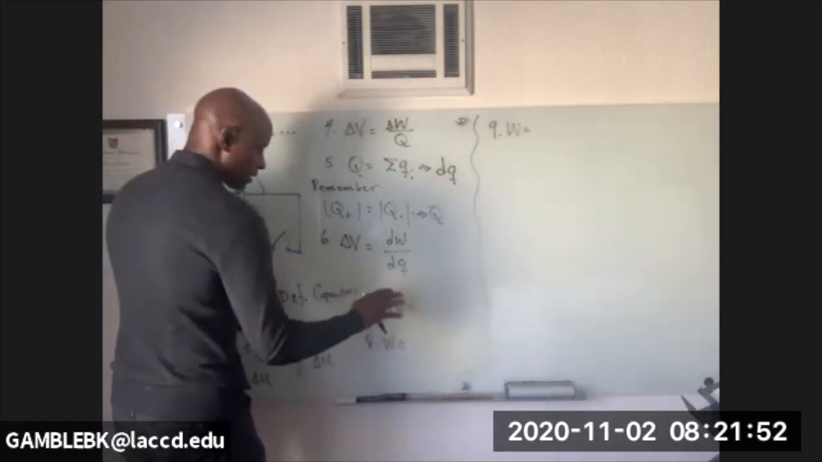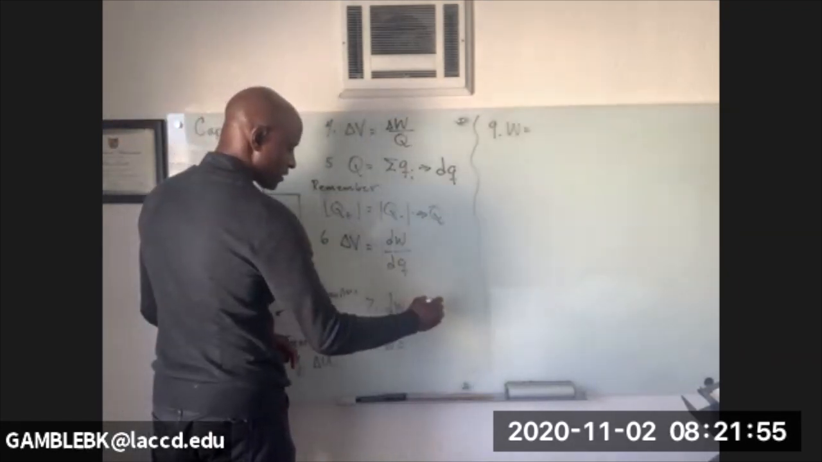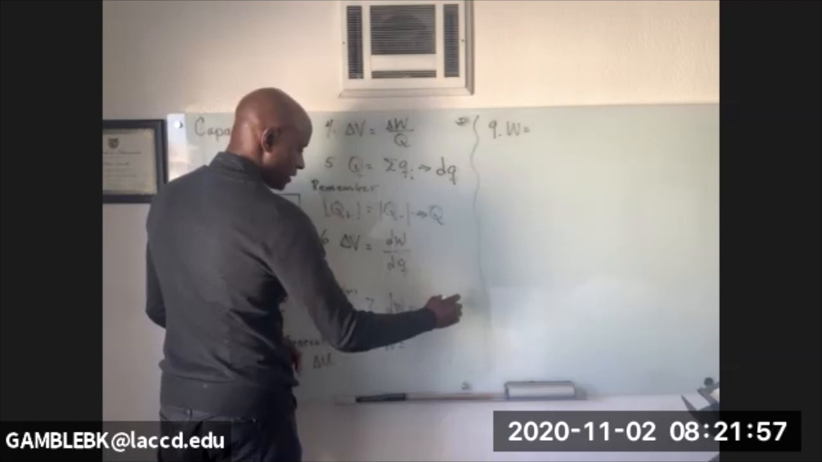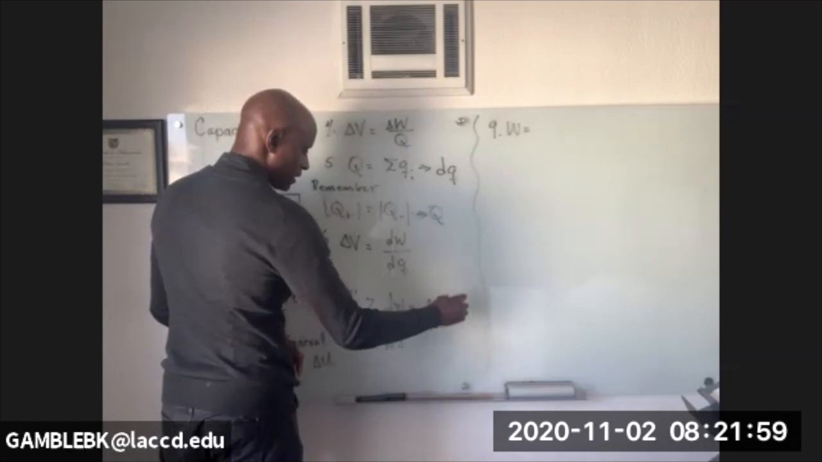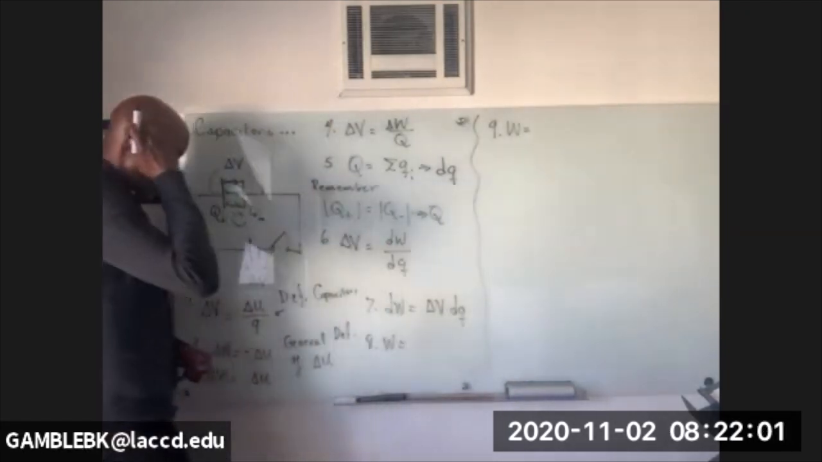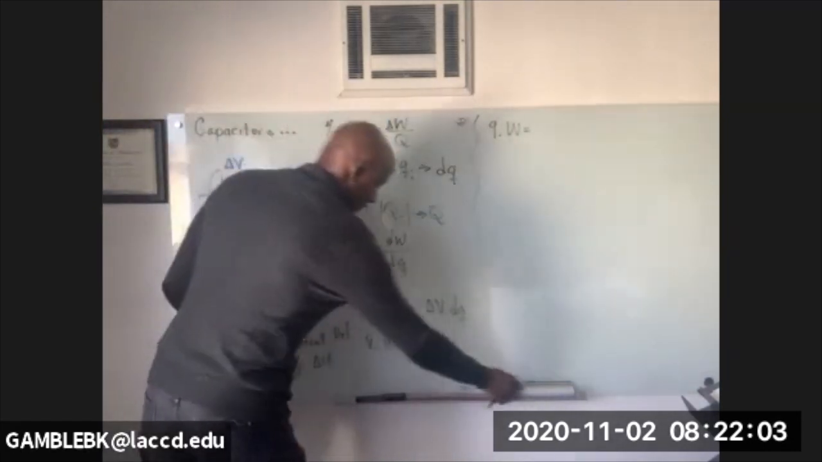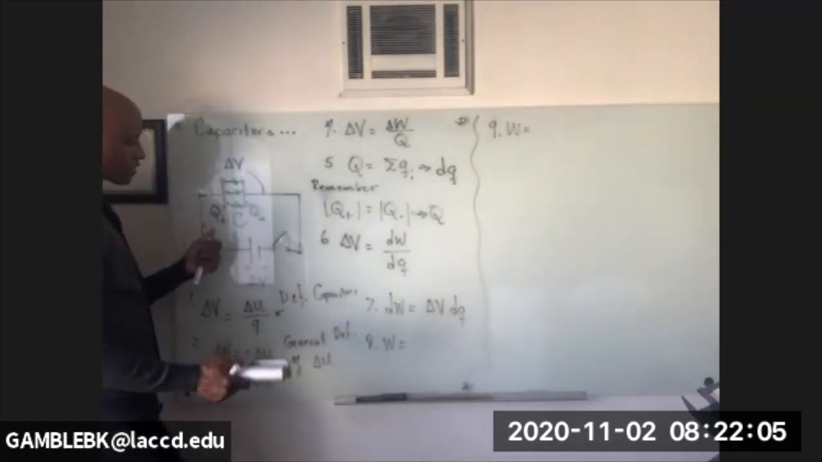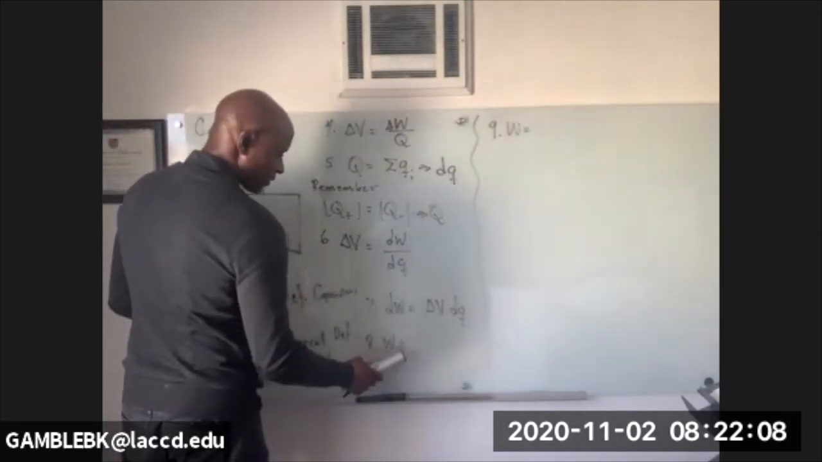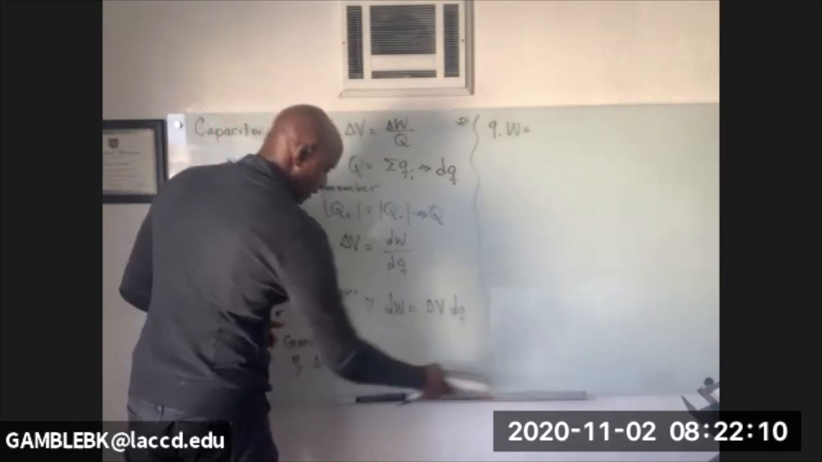Right. So the work is equal to the change in potential times the PQ. You can define the initial potential as 0. Okay, you can do that.